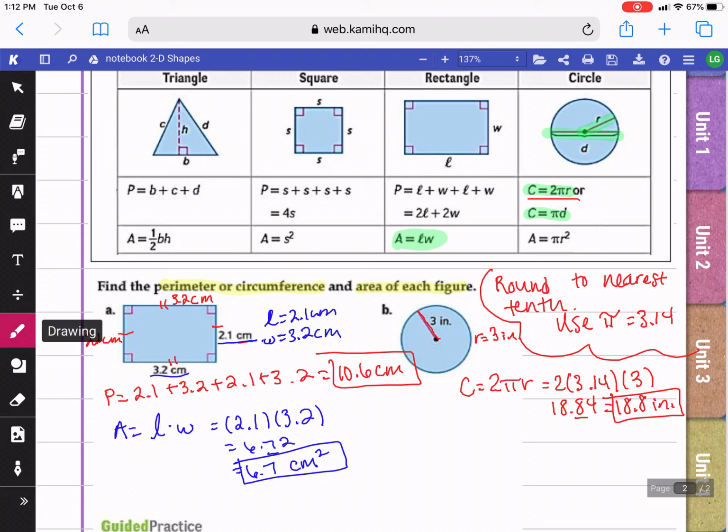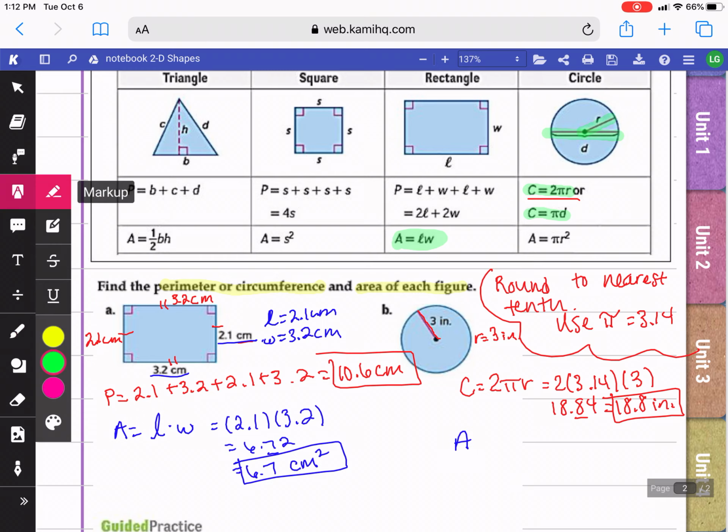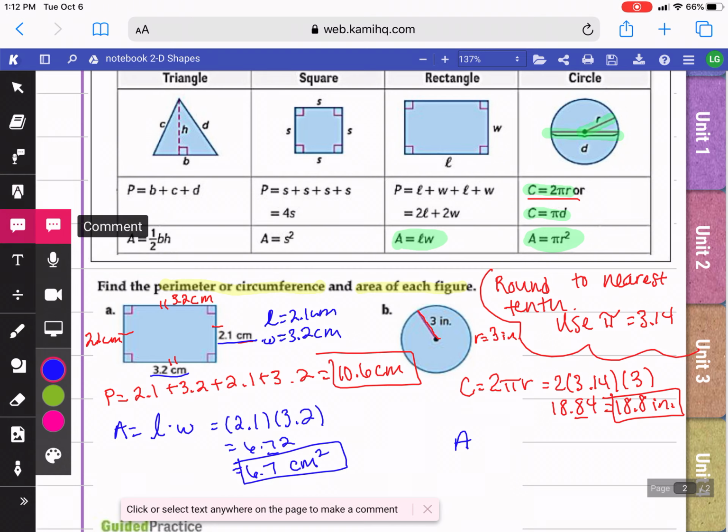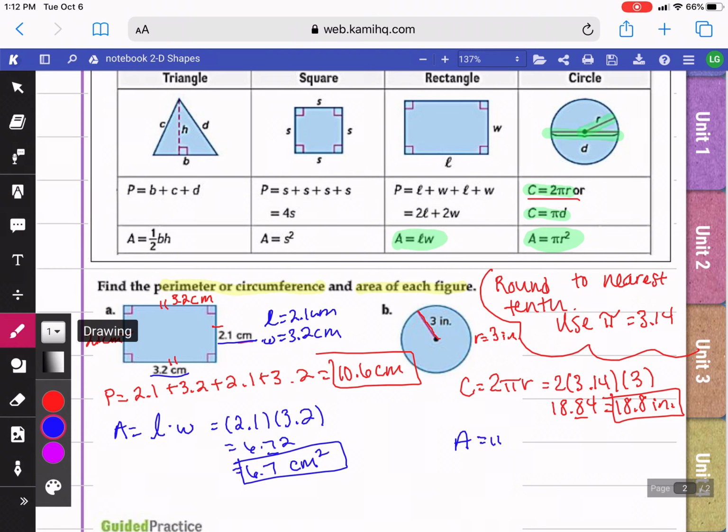Next, I'm going to find the area. Again, if you don't know the formula, you look it up. The area of a circle is pi r squared. So I'm going to plug in 3.14 for pi. And for my radius, it was, again, 3 inches.